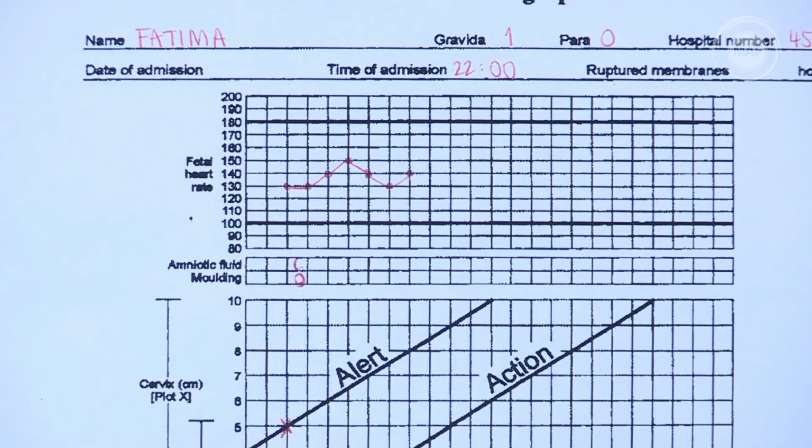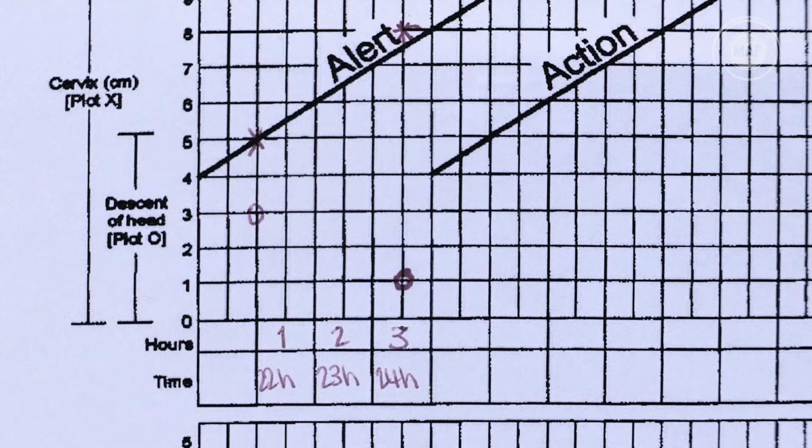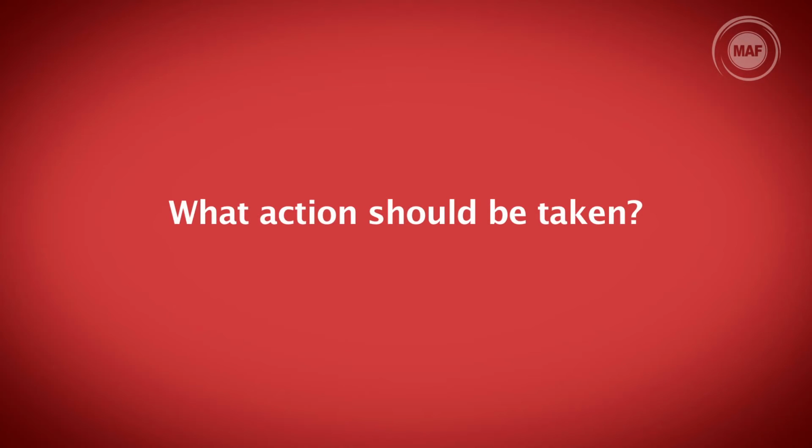Fatima is admitted to the hospital at 22 hours. On admission, the cervix is 5 centimeters dilated and the fetal head is 3/5 palpable. All other observations are normal. After 3 hours in labour, the fetal heart rate, maternal pulse and the blood pressure remain normal. The cervix is 8 centimeters dilated and the fetal head now is 1/5 palpable. What action should be taken?